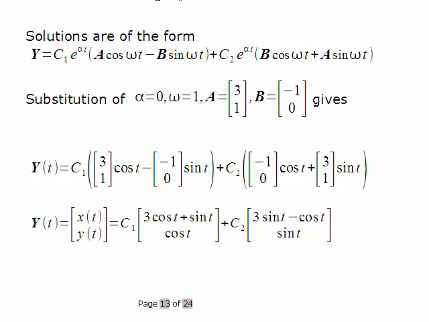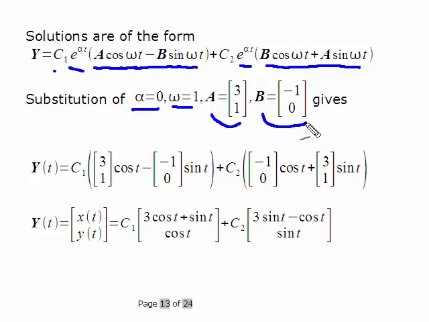So here was the solution that we derived in general: e to the alpha t, then A cosine omega t minus B sine omega t, and here's the second part of it. Alpha is going to be 0. This was purely imaginary. Omega was 1, so we have kind of an easy example here. And here was the A vector and B. Those are the two vectors that combined make up the complex eigenvector V1.